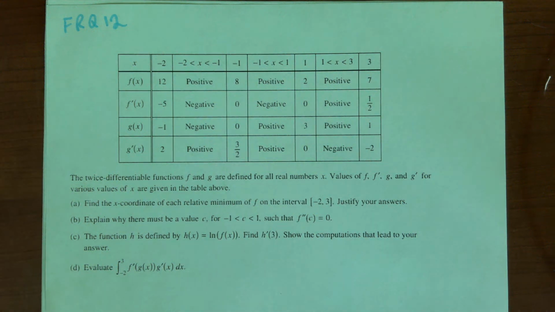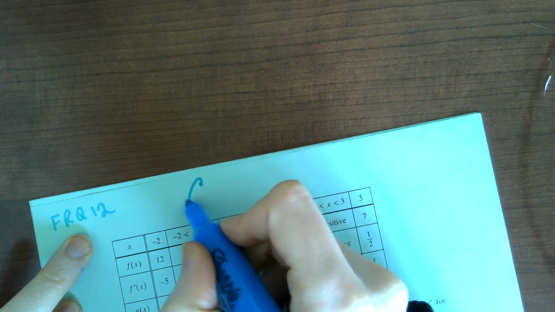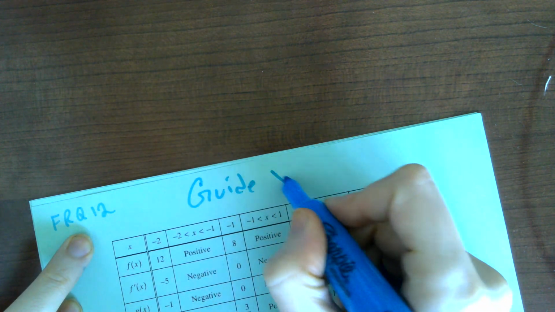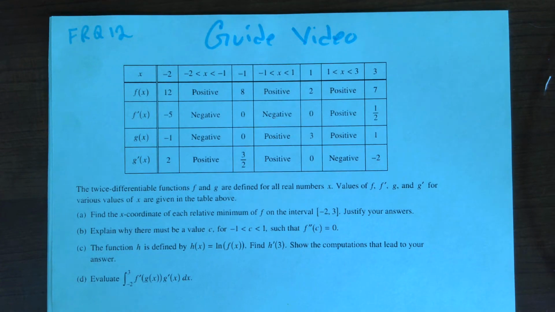So here's this problem. The twice differentiable functions f and g are defined for all real numbers x. Values of f, f prime, g, and g prime for various values of x are given in the table above. And this is a guide video, so especially at this stage, guys, you really want to attempt as much of this on your own as you can. Okay.